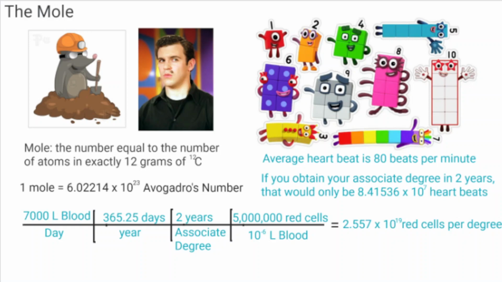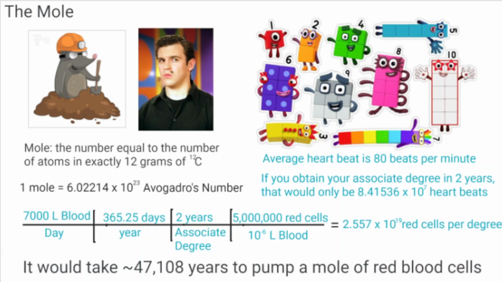And even though this is times 10 to the 19 and is a really huge number, this is nothing compared to 6 times 10 to the 23, because in order to pump 1 mole of red blood cells, your heart would have to pump for about 47,000 years just to pump 1 mole of red blood cells. So this number is ridiculously large.